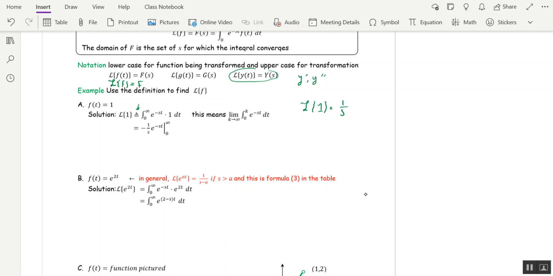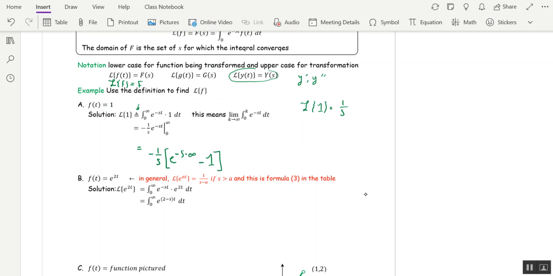So I integrated. Remember, the variable is t. So negative s is a constant. So the integral of e to the negative st is negative 1 over s e to the negative st. And I'm going to evaluate that between infinity and 0. And so that's going to give me negative 1 over s, and I'm going to pull that out, that's a constant. And then e to the negative s times infinity minus e to the 0, which is 1.